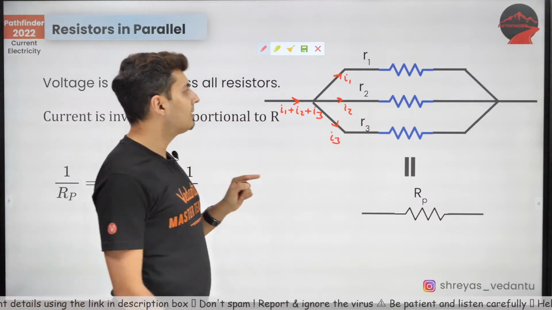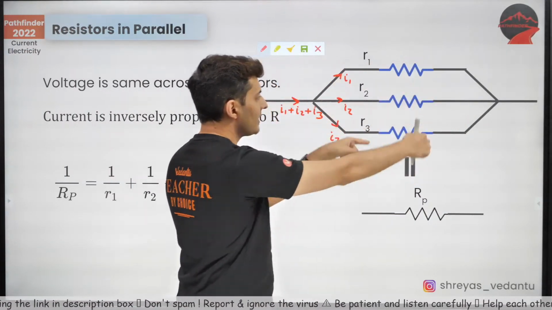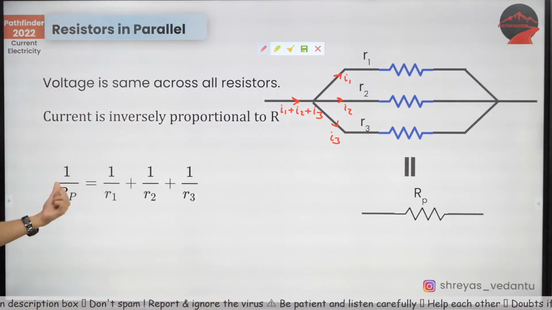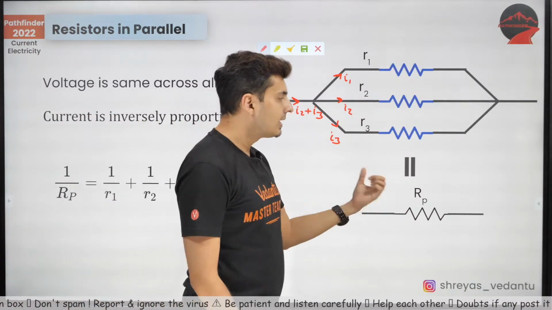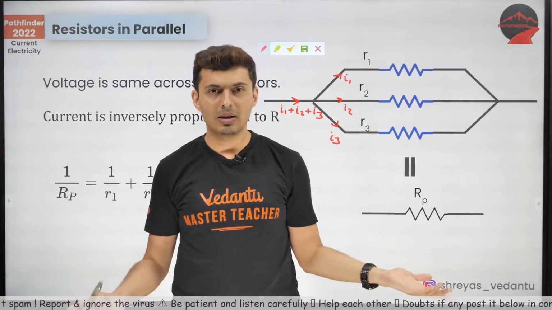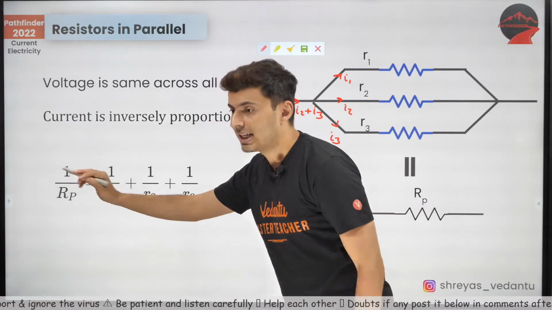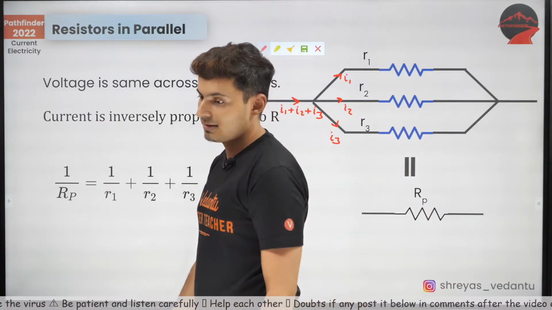What will be the same across all of them? Voltage. All resistors will have the same voltage, and the equivalent resistance will be 1 by R1 plus 1 by R2 plus 1 by R3 equals 1 by the equivalent resistance.